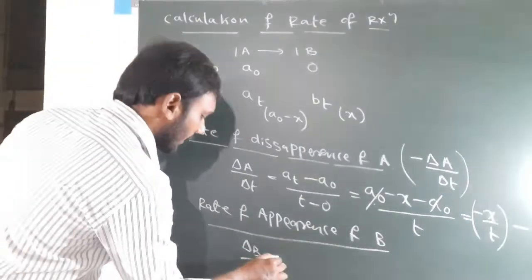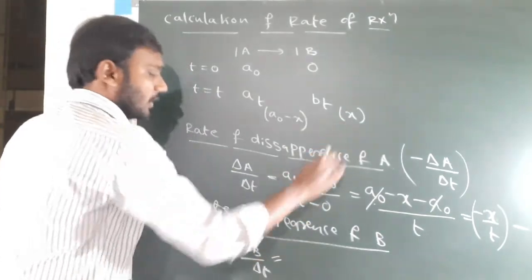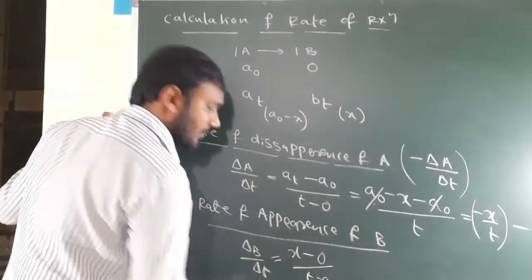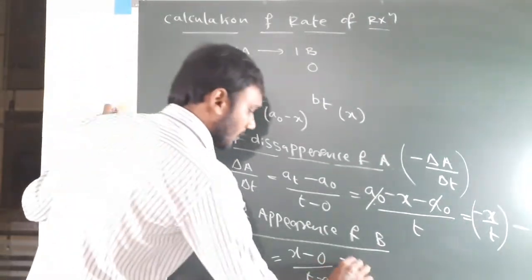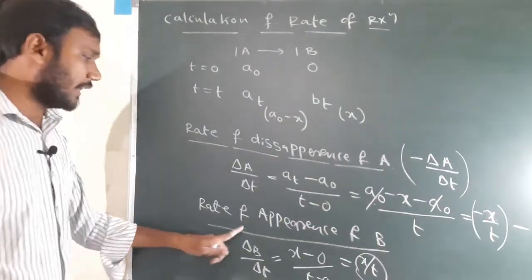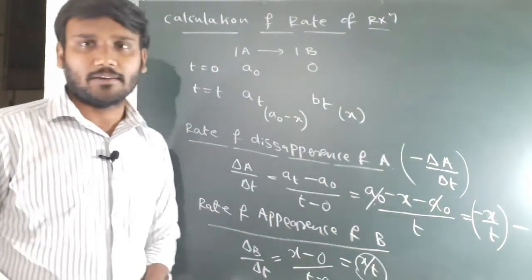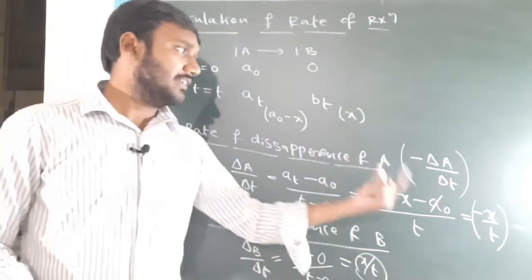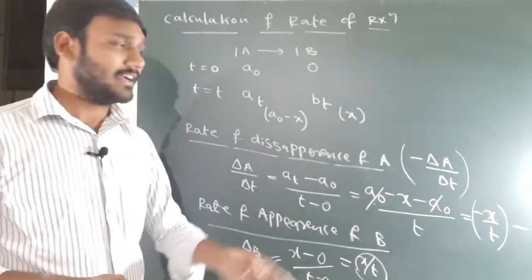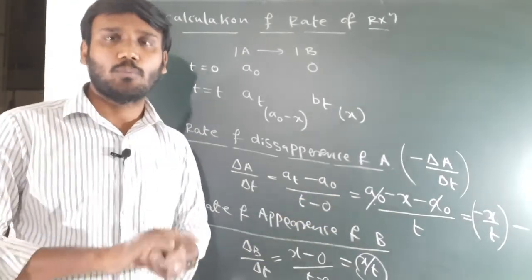Delta B is nothing but the final concentration, B_t, which is x, and the initial concentration is 0, over t minus 0. So x minus 0 by t minus 0. Finally, we get x by t. So the rate of appearance of B is x by t, and the rate of disappearance of A is also x by t. That means the change in the concentration of the reactant and the change in the concentration of the product will be equal.